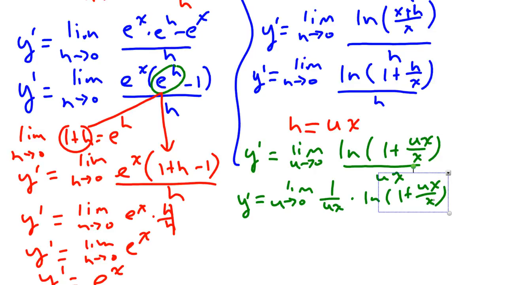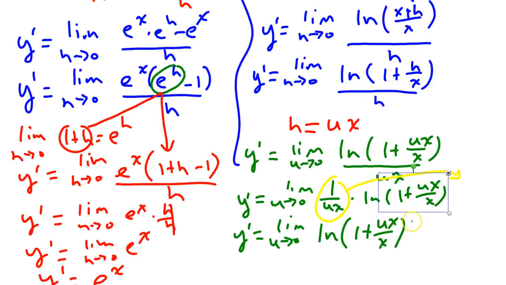Well, wait a minute. By taking this 1 over ux and bringing it out in front of the natural log and making it a coefficient of the natural log, we know the properties of logs. Anytime I see this coefficient, couldn't I bring it up and make it the exponent of my argument? So couldn't I rewrite this as the derivative is equal to the limit as u approaches 0 of the natural log of 1 plus ux over x to the power of 1 over u times x. Everybody see that?